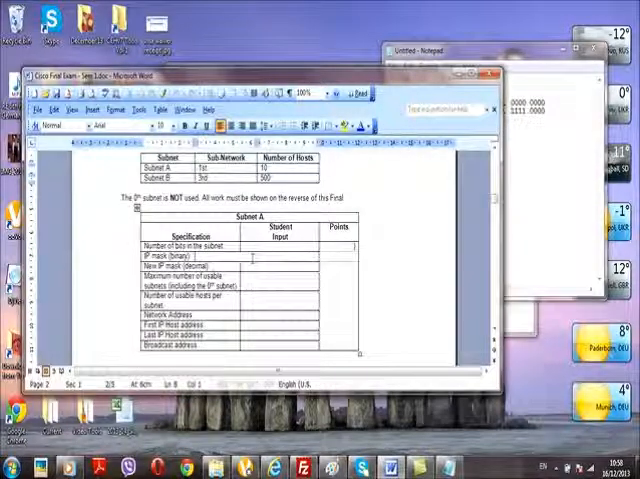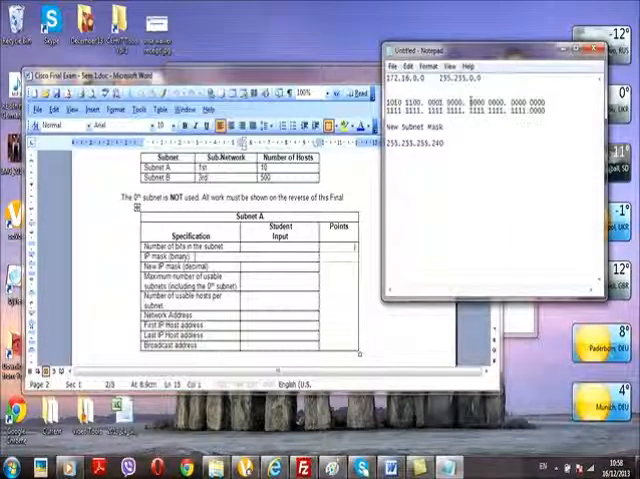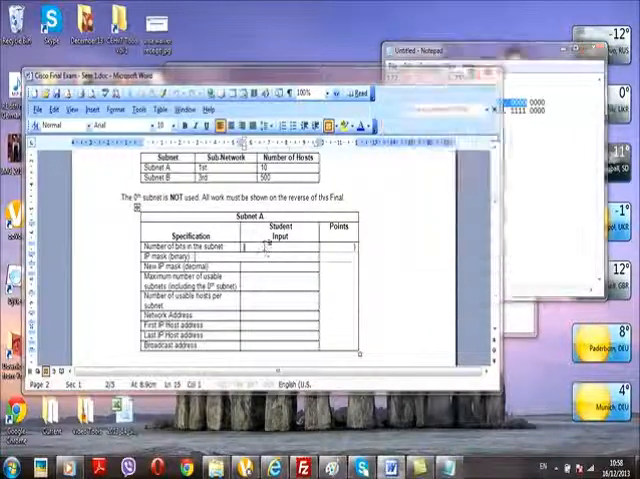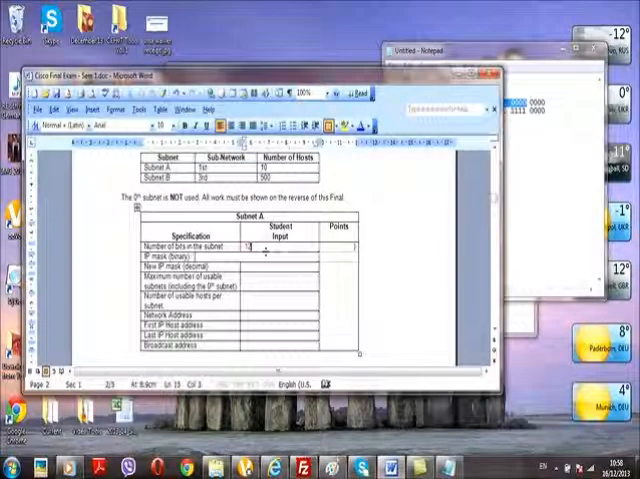So we've got the number of bits in the subnet. We can look here. That's our network portion. Our subnet portion starts here, and that will be the number of bits in our subnet. So I'm counting 8 plus 4 is 12. So the answer will be 12.